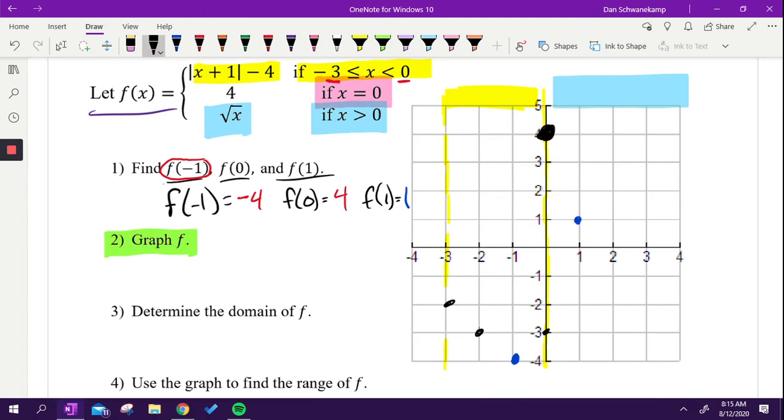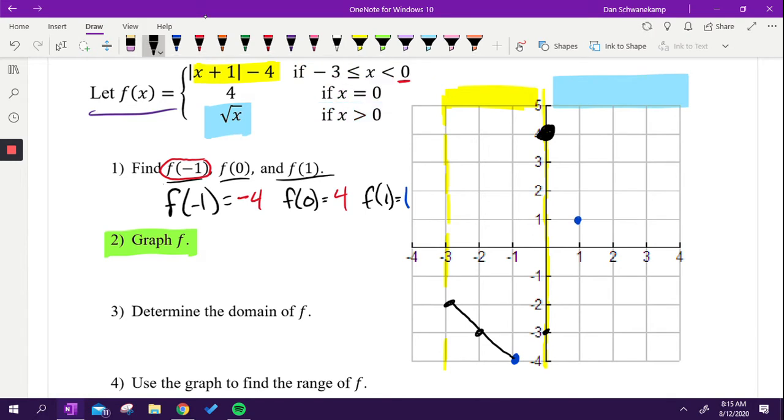What's going to happen when I get to -3? Am I actually supposed to make a dot at -3? Yes. It's underlined. That means it's a closed circle on my graph. It is part of my answer. So I'm going to make a closed dot right there.